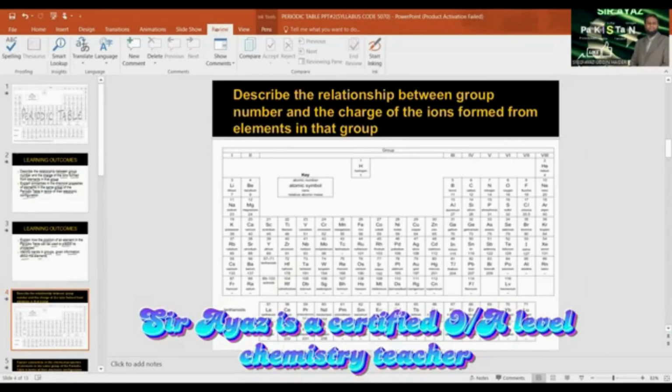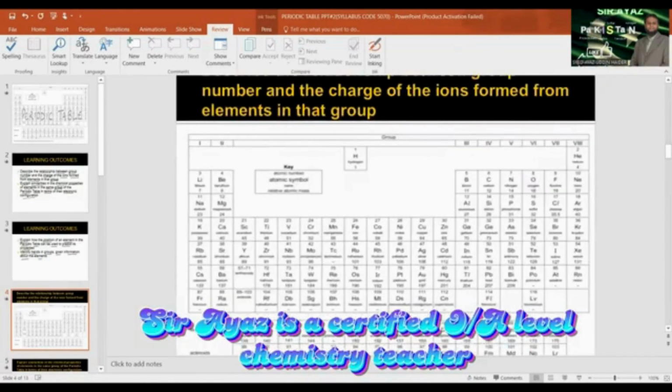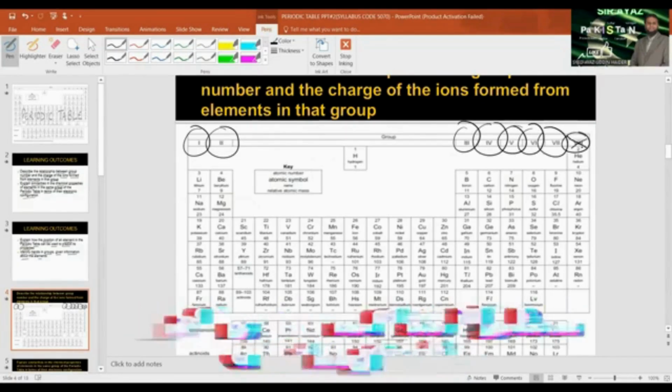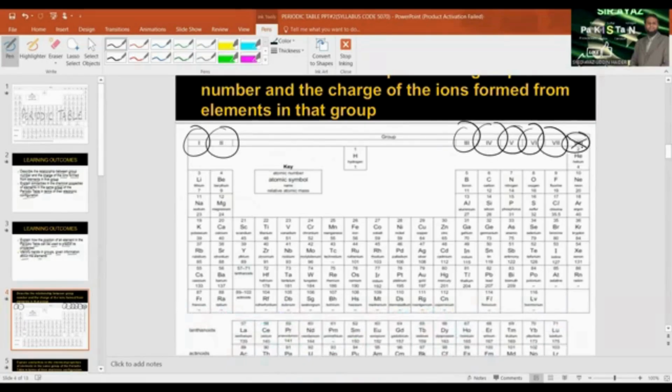If you look at this periodic table, you can see these numbers. These numbers indicate the group number. 1, 2, 3, 4, 5, 6, 7, 8. Now, excluding group number 8, all these groups carry a charge. How are we going to predict the charge of the ion formed?